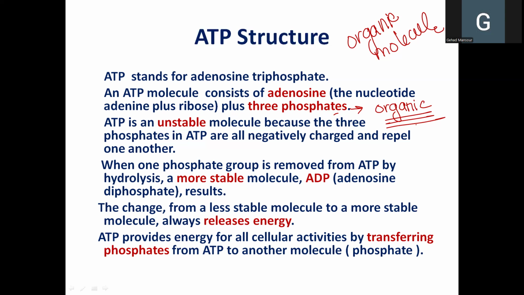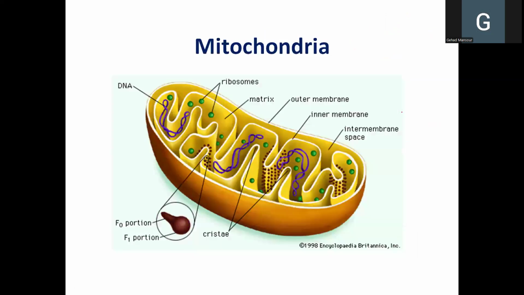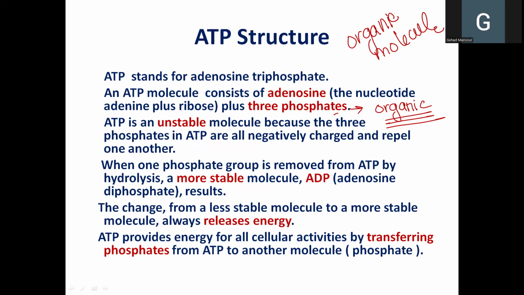The 3 phosphates in it are all negative and they repel each other. So here, if we look, each one of these phosphates, as we have mentioned before, carries a negative charge and therefore they repel each other. It's true that they are bonded together, but they have a tendency to separate, especially since we have high energy. So actually, you have 2 reasons for the instability of ATP. First of all, the negatively charged phosphates. This is one reason for instability. And the second one is the higher energy that is stored in the bonds.